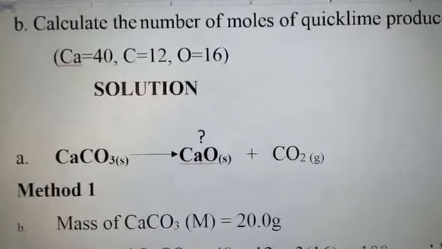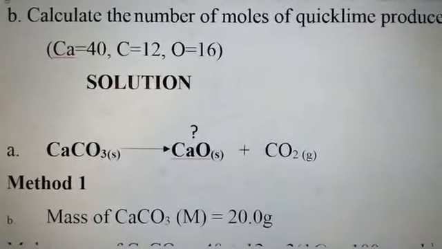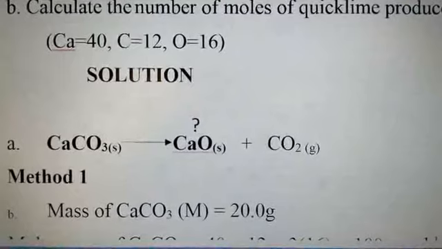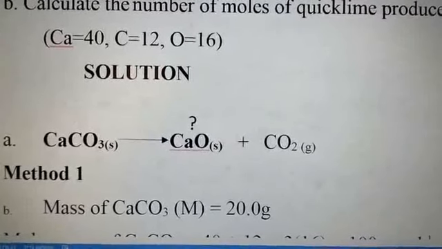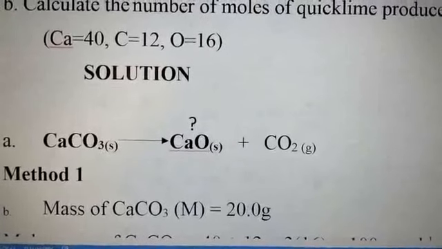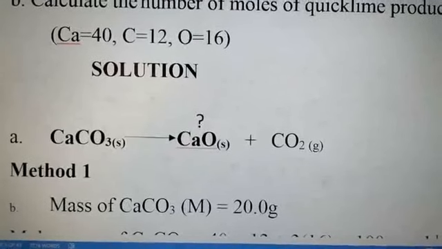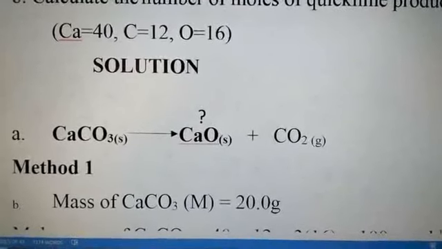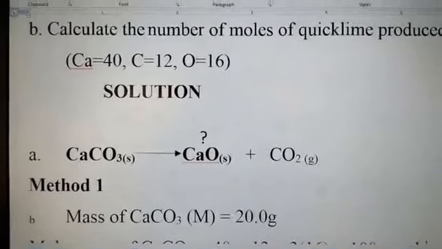If you look at the equation, that's number A, we have two substances there that we made bold. That is calcium carbonate and calcium oxide. They are made bold, while CO2 was left without making it bold. So why do we make calcium carbonate and calcium oxide bold? Because one of them is the known, one of them is the unknown.